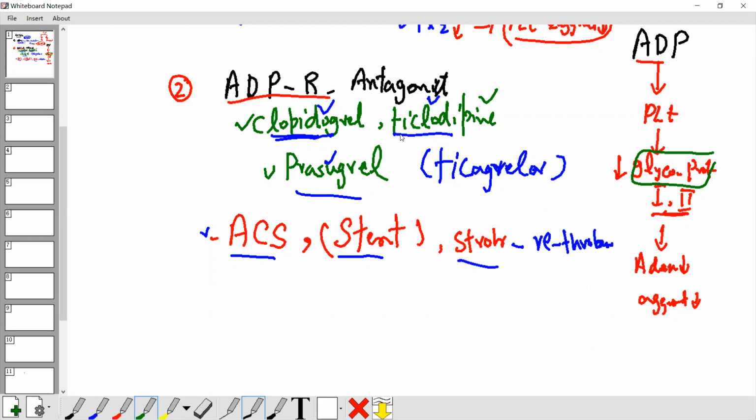And the side effect of ticlopidine is that it can decrease the neutrophil level, WBC going down. Neutropenia is a side effect of ticlopidine. How about the other side effects? Other side effects, they can cause what? They can cause bleeding. Of course, they can cause bleeding because they are antiplatelets. Okay, important side effect: bleeding.